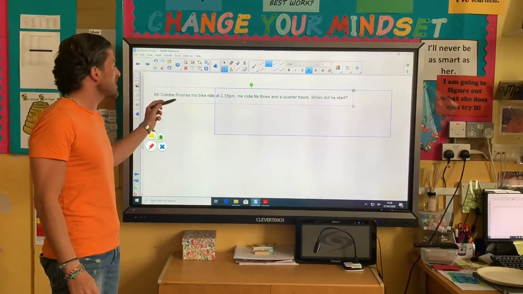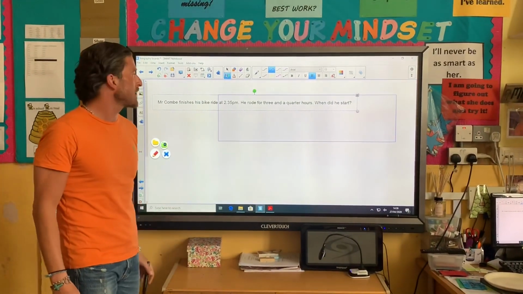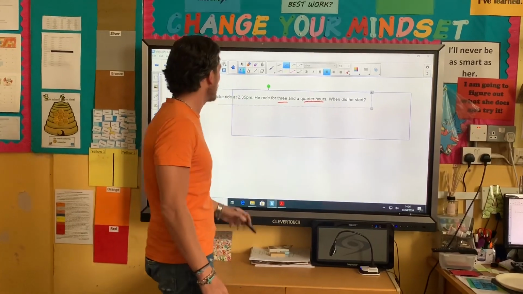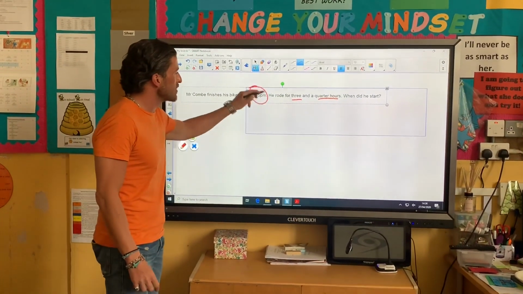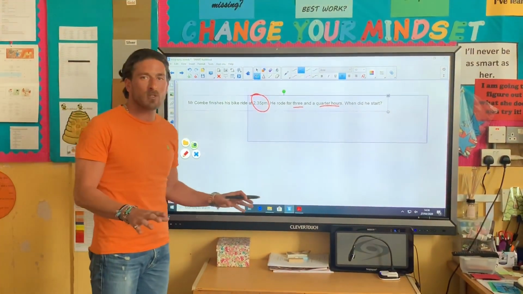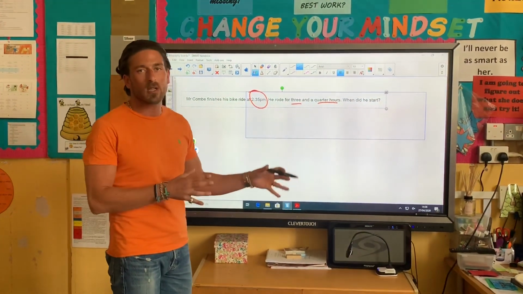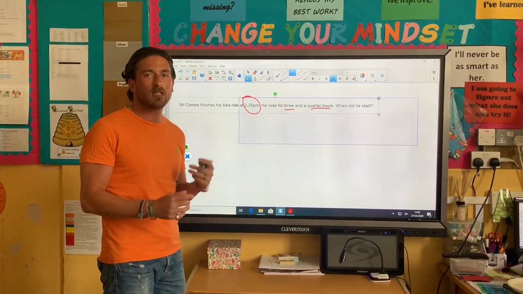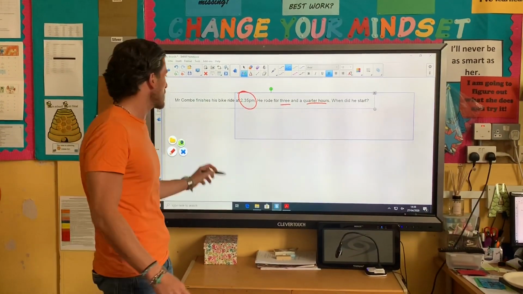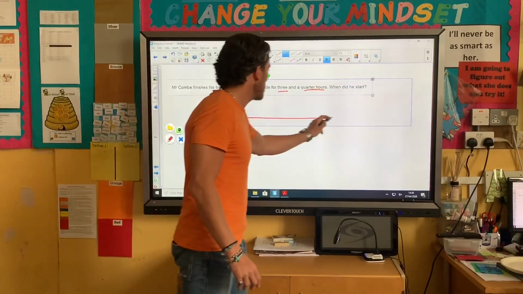So Mr. Cohen finishes his bike ride at 2:35 p.m. He rode for 3¼ hours. When did he start? So we've got the end time here, which is 2:35. I've already said to my class several times, no shame at all in writing a number line for time, because it gets difficult to work out, because you're dealing with increments of 60 rather than tens, hundreds, thousands, or whatever else. So we need to go backwards really.